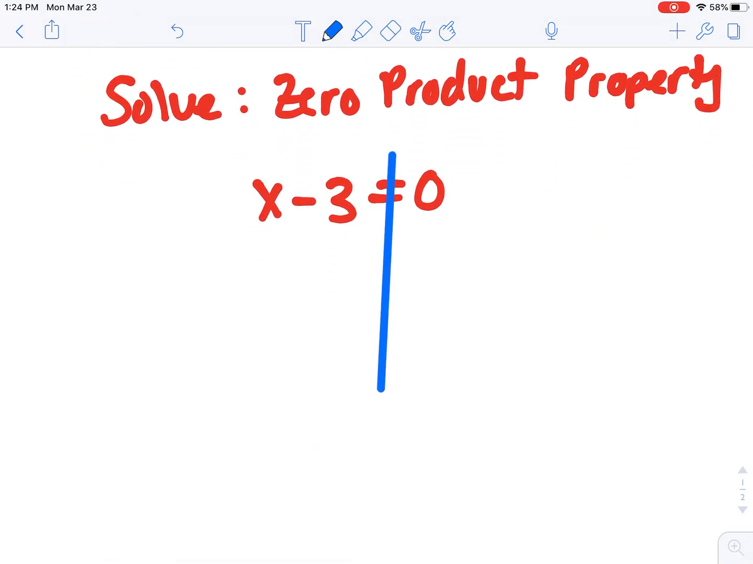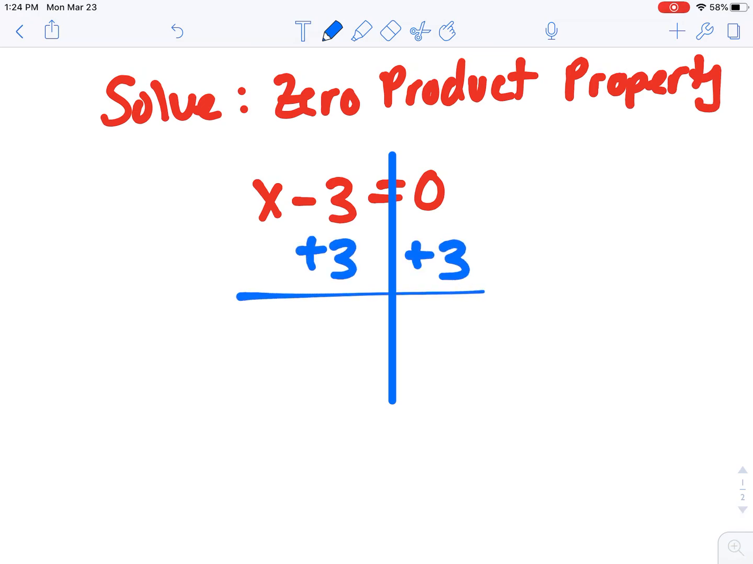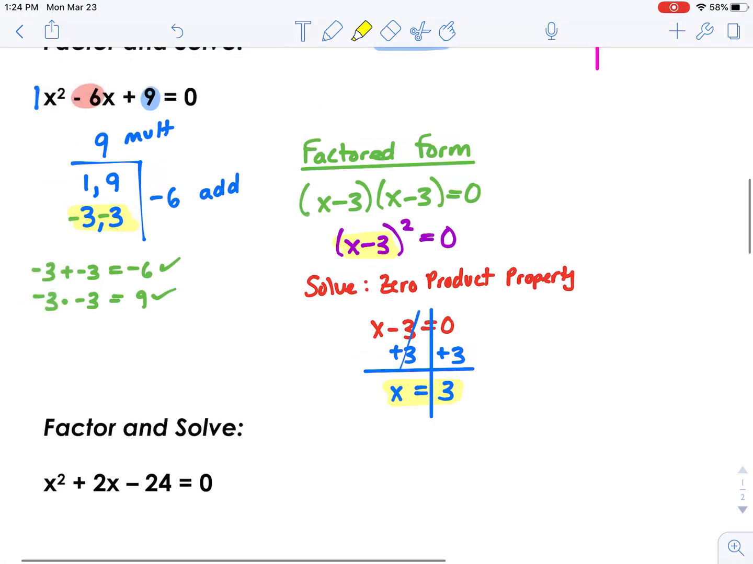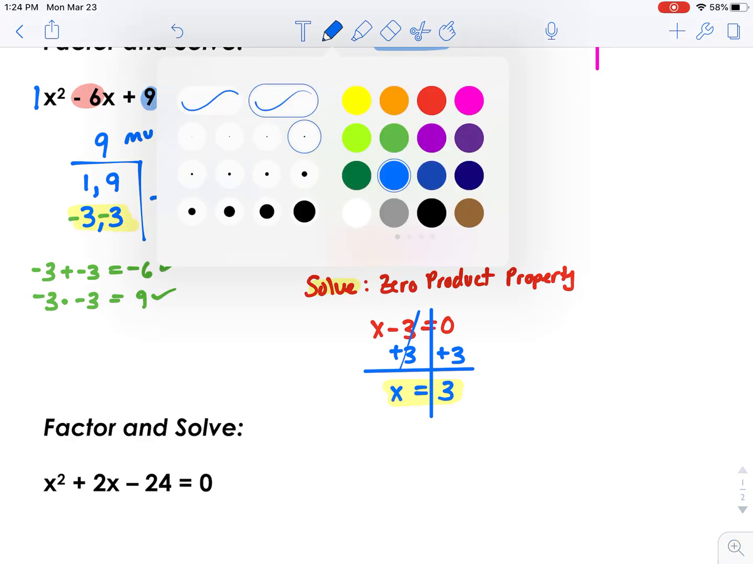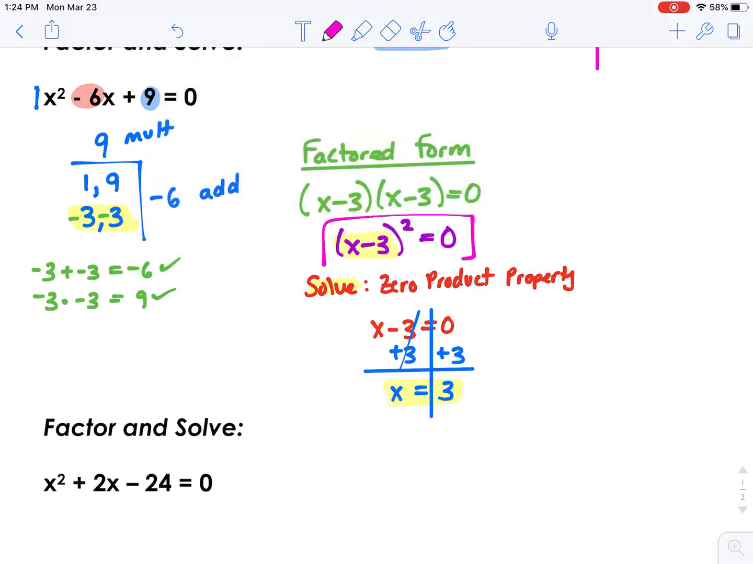So to get x by itself, we will add 3 to both sides. And that gives us x equals 3. This is our solution when we solve, and our factored form is here boxed.